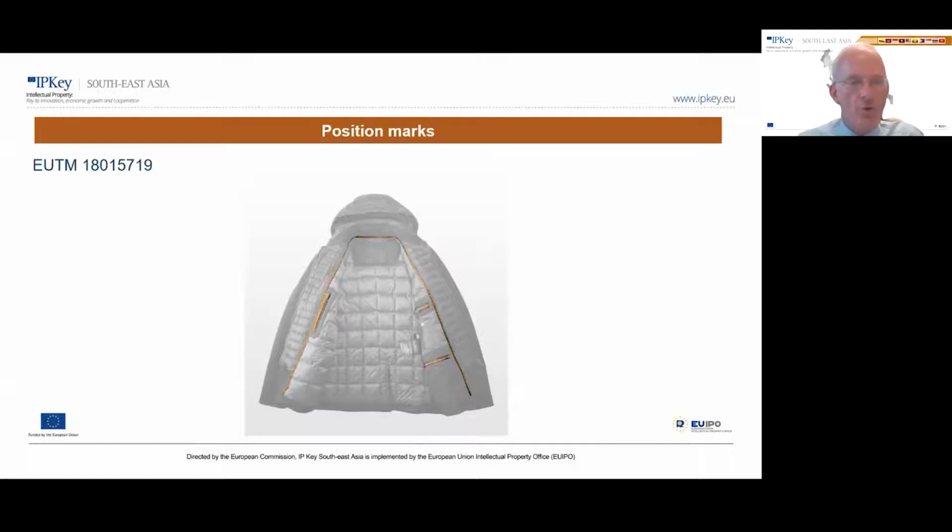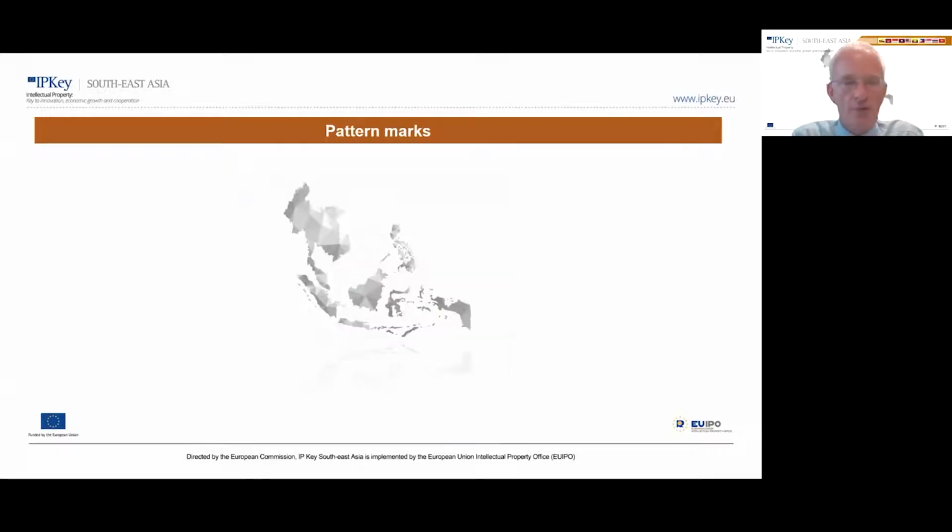From an absolute grounds point of view, however, this is much more difficult. Obviously, piping of different colours is not particularly distinctive. We're very much used to seeing this on the different parts of a coat or a jacket, and we wouldn't necessarily see it as a mark of trade origin. And therefore, this was refused under Article 7.1b. This means that it was refused as being non-distinctive. So those are two examples of position marks. Let's move on now to pattern marks.